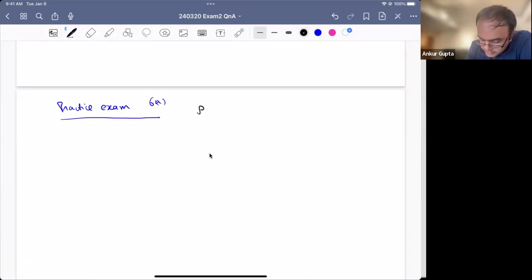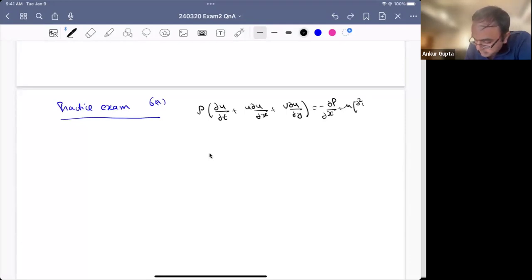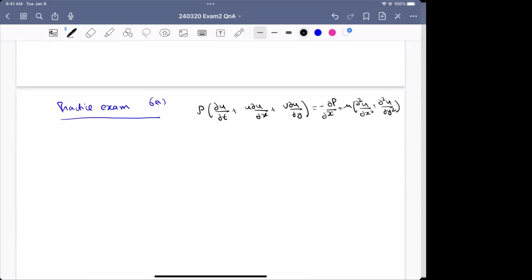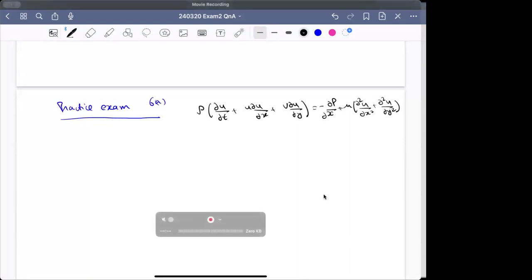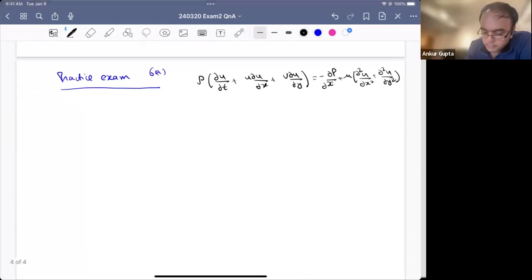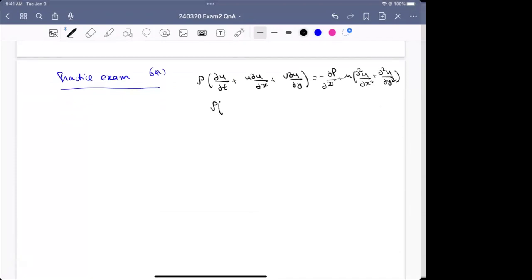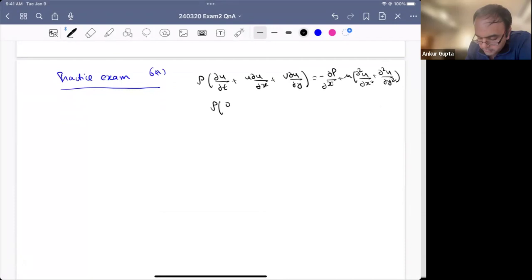I just write down the Navier-Stokes equation: rho del U by del T, plus U del U by del X, plus V del U by del Y, is equal to minus del P by del X plus mu del square U by del X square, plus del square U by del Y square. Professor Gupta, my question was going to be about your thought process about how to cancel all these things out. So just to save time, is there any way that you could do that while you're answering this question? Yeah, absolutely, for sure.